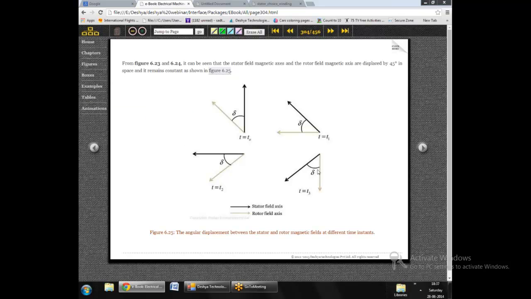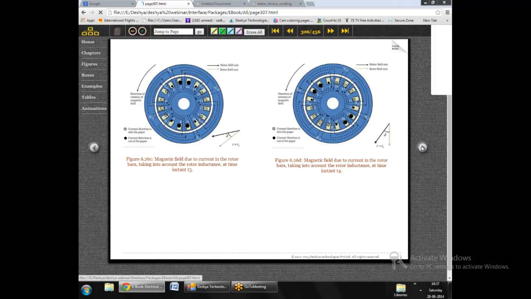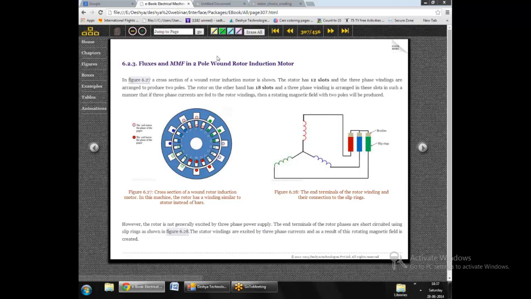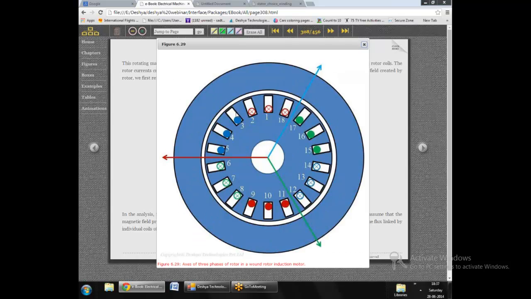So with this, we can understand the principles of the cage rotor induction motor, and then it carries on further to develop the phasor diagram. Now after having done the cage rotor induction motor, the discussion moves on to the two-pole wound rotor induction motor, and in this case we have proper windings on the rotor instead of bars. So one can see here how the windings of the rotor look.